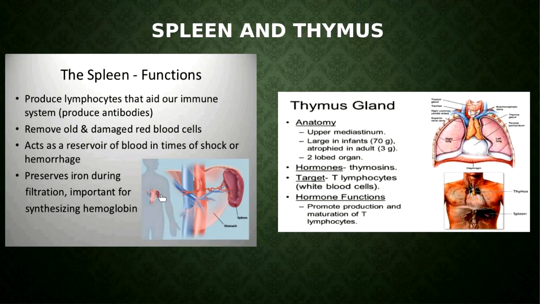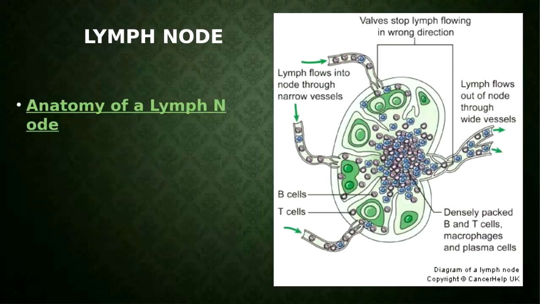So the function of the spleen produces some antibodies, and it produces lymphocytes that aid in the immune function. Your thymus gland, as you see, T lymphocytes, your white blood cells, that's produced in the thymus gland. Lymph nodes, we've already talked some about lymph nodes and their role in the immune system. But here's a link to the anatomy of a lymph node if you'd like to watch that.